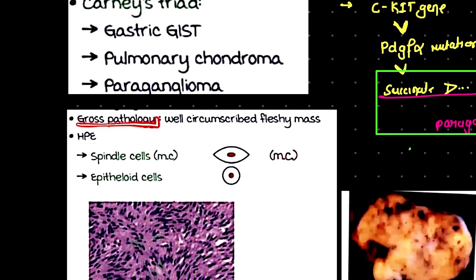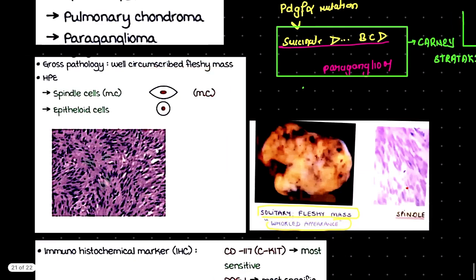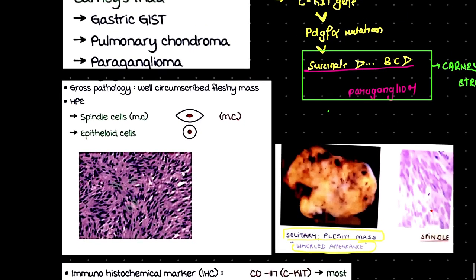Gross pathology: we'll see a well circumscribed fleshy mass, that we have seen right here. It is a solitary fleshy mass with a rolled appearance. Now talking about the microscopic finding, on H&E staining we'll find spindle shaped cells, and the spindle cell is the most common finding, as you can also see right here. We can also see epithelioid cells, and we can also see the mixed type of cells.